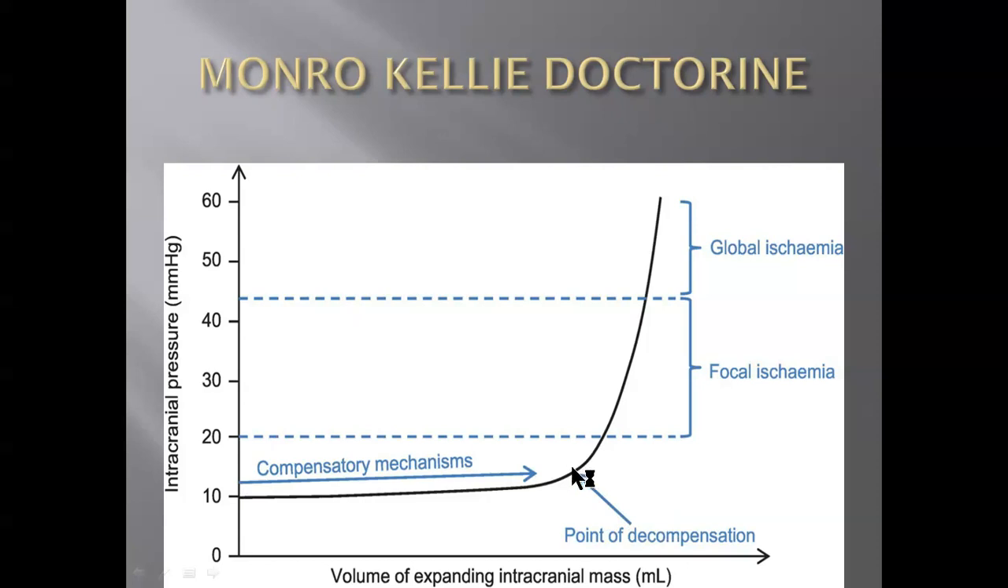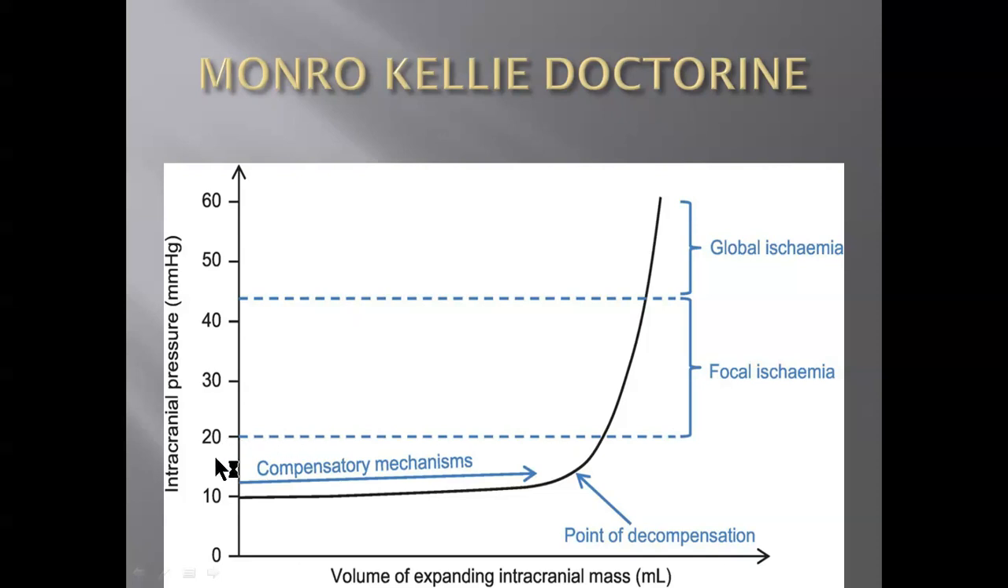But at a certain point, if the volume of either blood, brain, or CSF increases, then you will see a drastic change in the ICP. There would be a sharp increase in the ICP, which is very critical and very deadly.